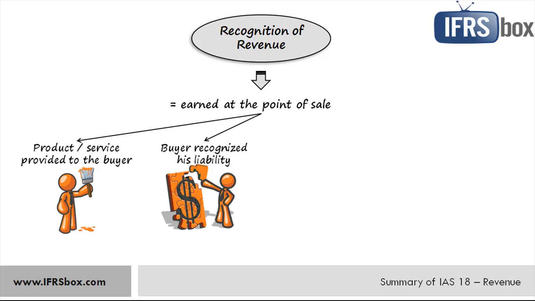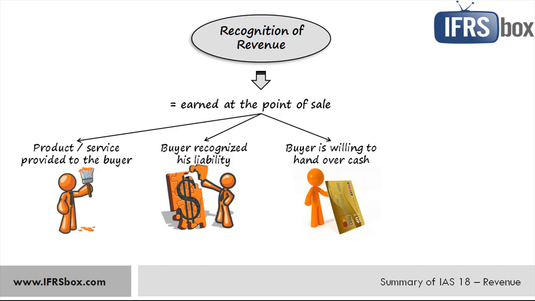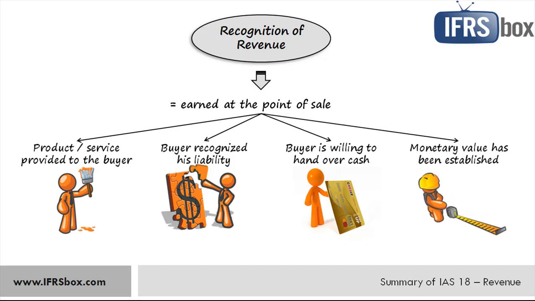And on the other hand, the seller has recognized that ownership of goods has passed to the buyer. The third one, the buyer has indicated his willingness to hand over cash or some other asset to settle the liability. And the fourth one, the monetary value of the goods or services has been established. So those are just general criteria for the recognition, but there could be exceptions. For example, recognition of profit on long-term construction contracts in line with IAS 11.